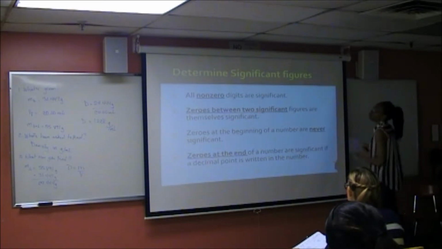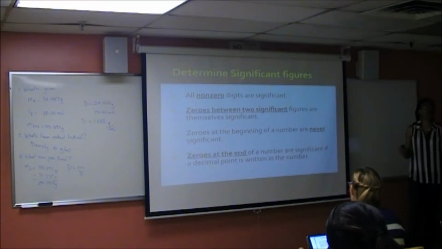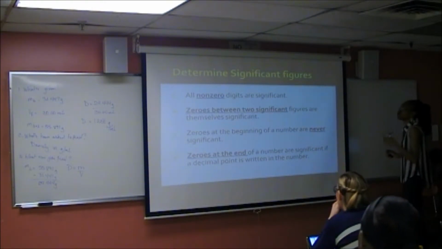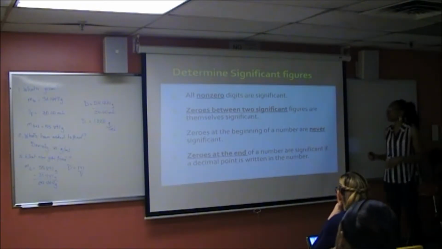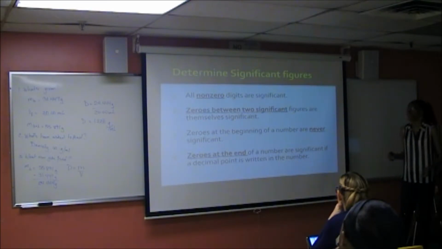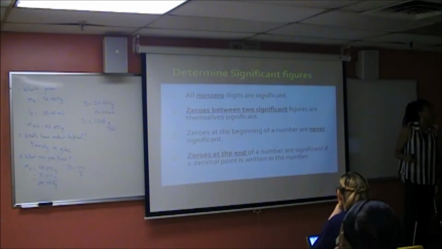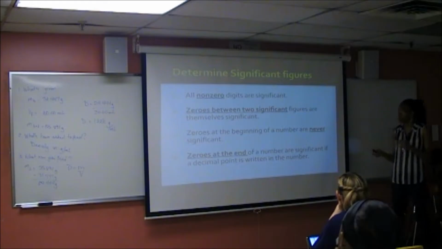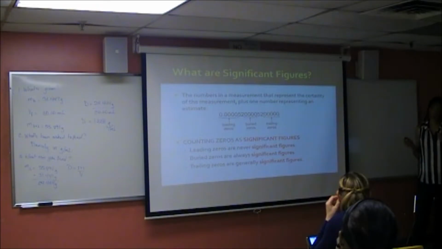Okay, so a clearer picture. All non-zero digits are significant. Anything 1 to 9 is always significant. Zeros between two significant digits, buried zeros, are all significant. Zeros at the beginning of a number, leading zeros, are never significant. Zeros at the end of your number are only significant if you have a decimal point in the entire number, be it at the front or at the back. So in your last example, the trailing zeros are significant.